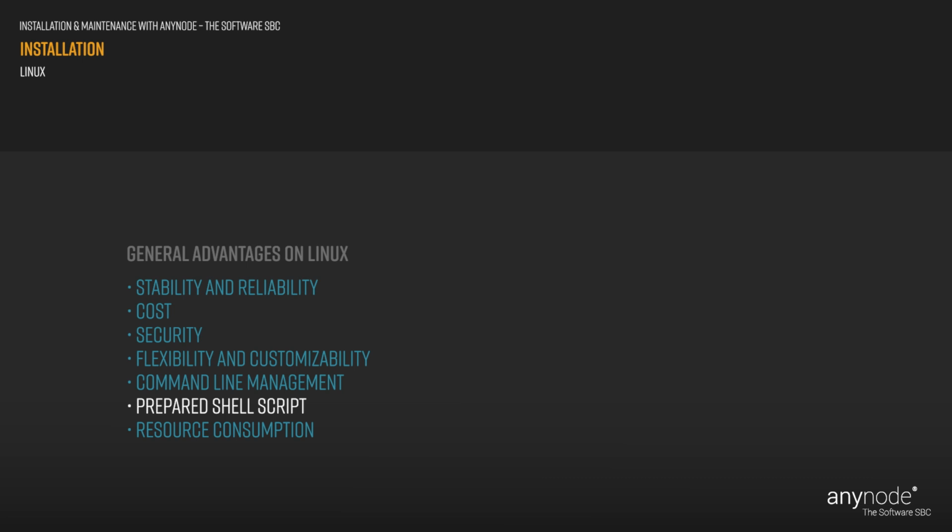Prepared shell script. To provide for an easy installation process, we have prepared a shell script that does all the necessary work: detect distribution and CPU architecture, configure repository configuration for Debian-based distributions, install prerequisites, and install anynode. We provide all necessary commands on our TE Systems repository server. Resource consumption. Linux distributions tend to consume fewer system resources than Windows, which can be crucial when considering resource constraints.